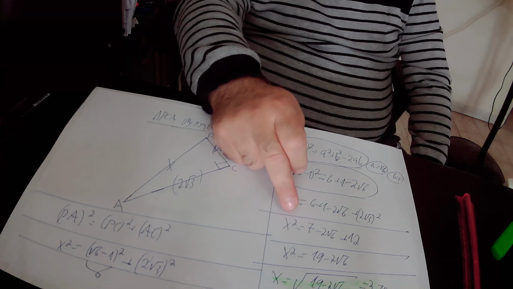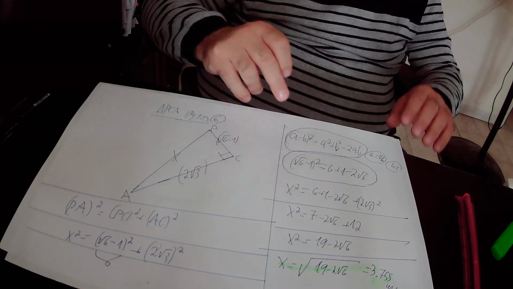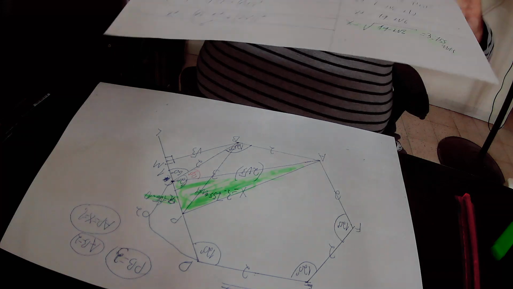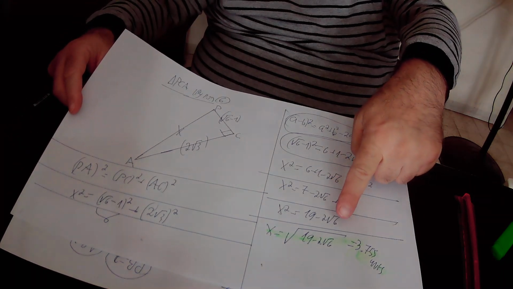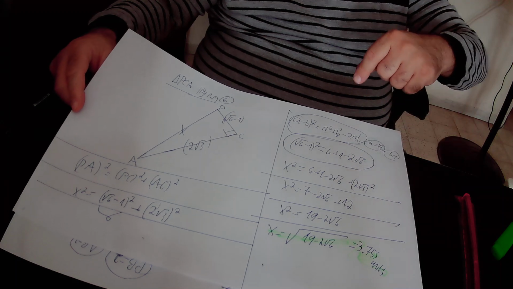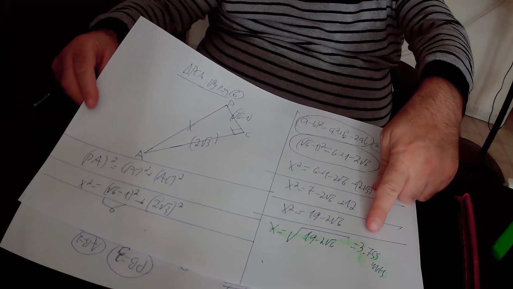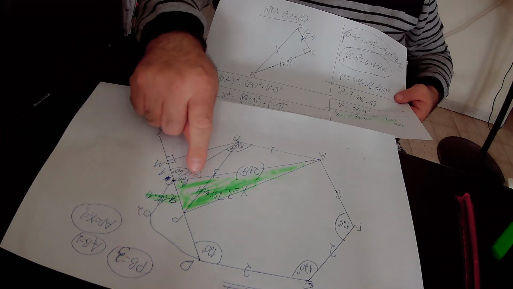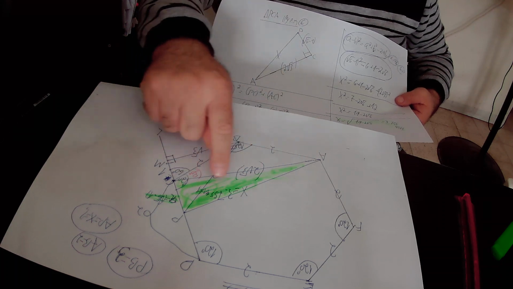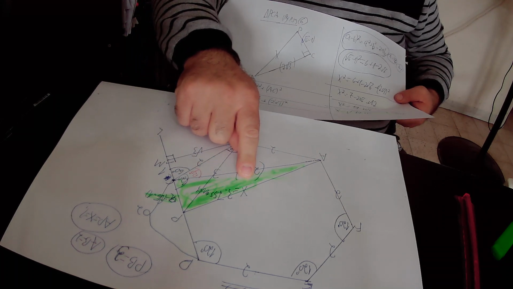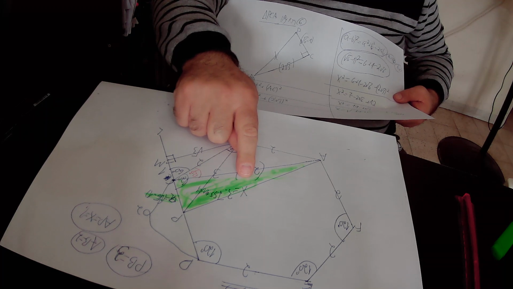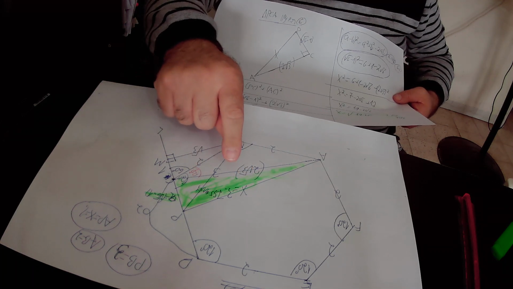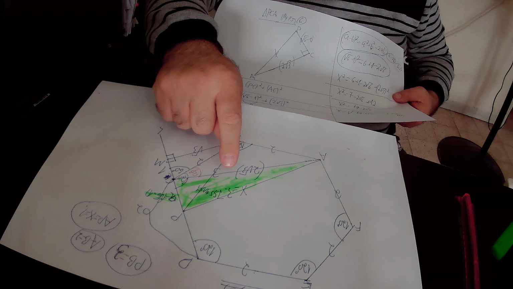Here we take the root of this equation and find out that x, this segment that we are looking for, AP equals x, is equal to the square root of 19 minus 2 times square root of 6 units, or in terms of numbers, this expression equals 3.755 units. So the value of line segment AB that is equal to x, equals the square root of 19 minus 2 times square root of 6, or in terms of numbers, x equals 3.755 units.